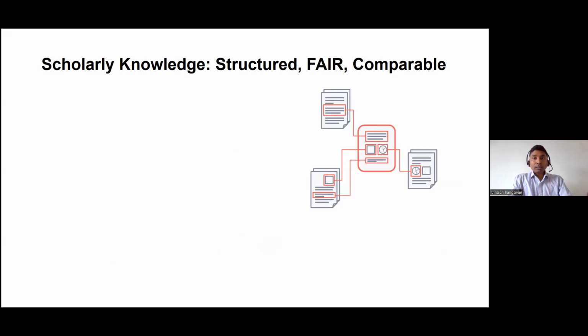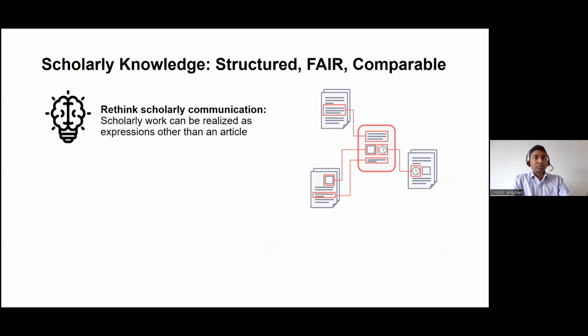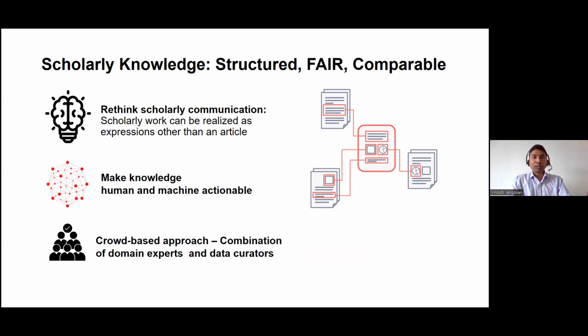So that brings me to summarizing this talk: we need to rethink scholarly communication, where scholarly work can also be realized as expressions other than articles, such as the emerging patterns that come from comparing across multiple articles. And also, we need to make knowledge both human and machine actionable. In this particular case, we use a crowd-based approach, combining domain experts and data curators, but we also have a lot of machine assistance, where the human leads and the machine provides assistance in generating the knowledge, which can then be curated.